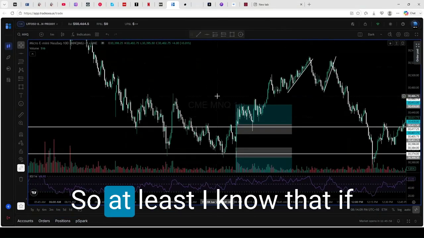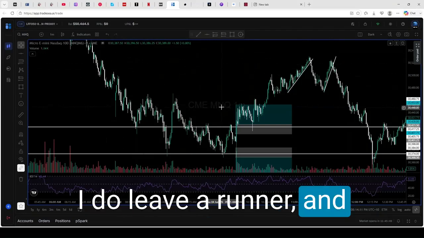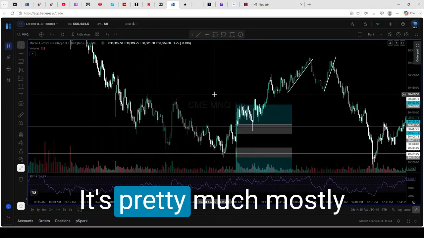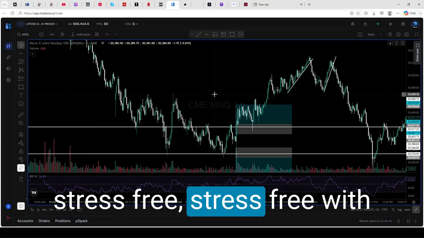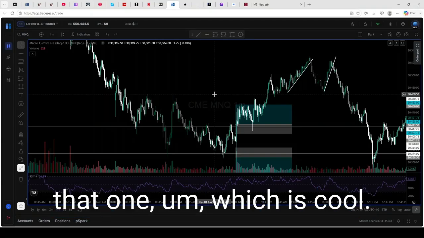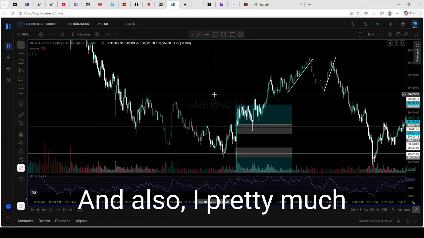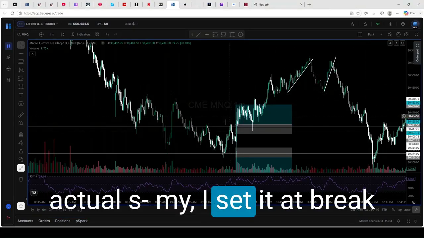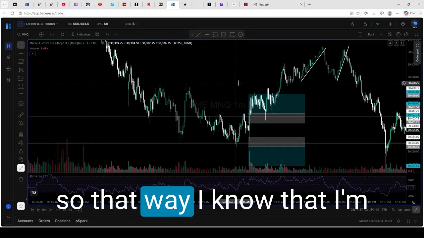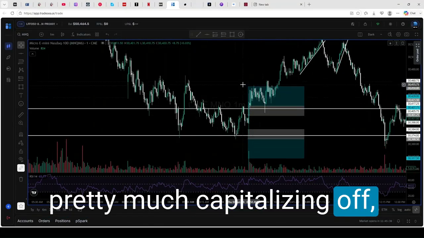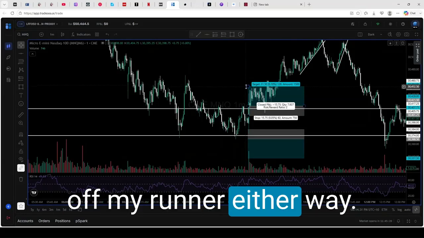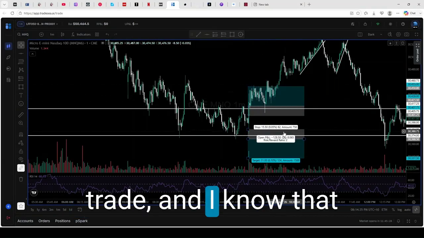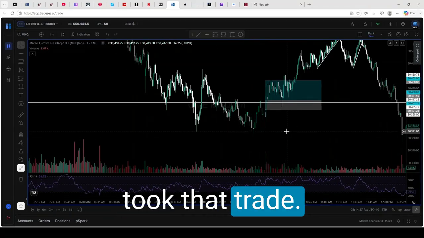There's no point. So at least I know that if I do leave a runner and I'm taking a buy, I'll be super lenient. It's mostly stress free with that one, which is cool. And I also make sure I set it at break even or slightly in profit, so that I know I'm capitalizing off my runner either way. Yeah, that's cool. That was a winning trade, and I know that because I actually took that trade.